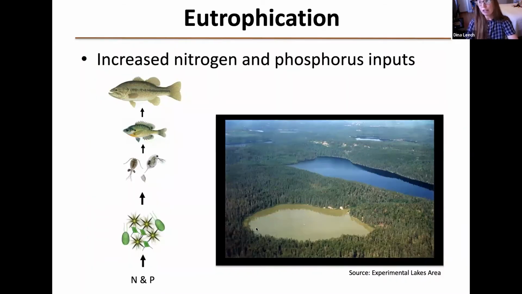Okay, so eutrophication is caused by an increase in nutrients, nitrogen and phosphorus. Again, I don't want you to think that nitrogen and phosphorus are bad. Nitrogen and phosphorus are actually really important to supporting healthy aquatic food chains. We need nitrogen and phosphorus to build the basic building blocks of life: DNA, RNA, proteins, cell membranes. So we have to have some of it.